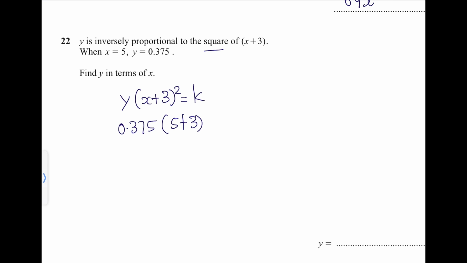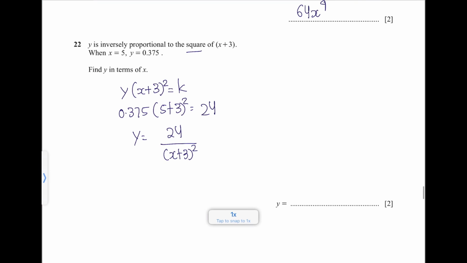0.375 times 5 plus 3 squared, which should give us 24. So y would be equal to 24 over x plus 3 squared. Y is equal to 24 over x plus 3 squared.